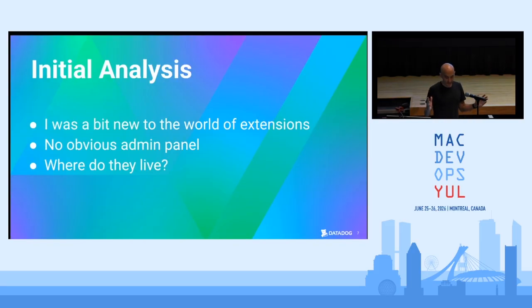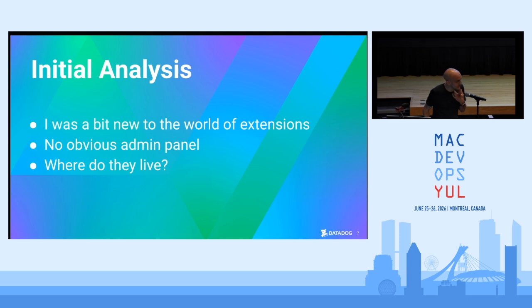So back to me getting this page. I'm reading all this, I'm like, okay. I'm a little new to this world of extensions. I had GitHub Copilot and like 4 themes. That's about it. And it quickly became apparent that there's no overarching admin panel for these kinds of apps to see what's going on in your fleet.